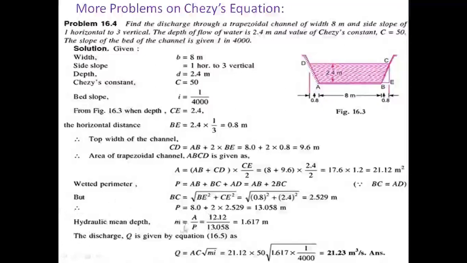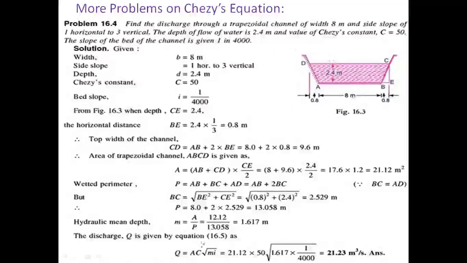Hydraulic mean depth equal to small m, the ratio of wetted area of the channel to wetted perimeter of the channel. Already we found the wetted area of the trapezoid channel is 21.12, divided by the wetted perimeter value of the trapezoid channel, found here as 13.058. Dividing both values, we get 1.617 meters. The hydraulic mean depth value is 1.617 meters.